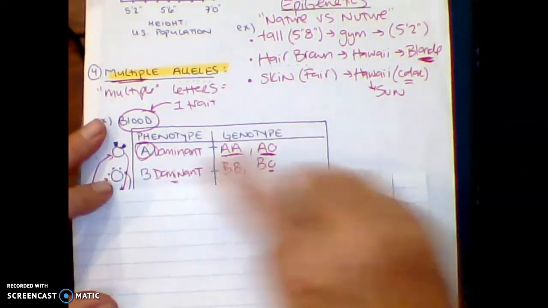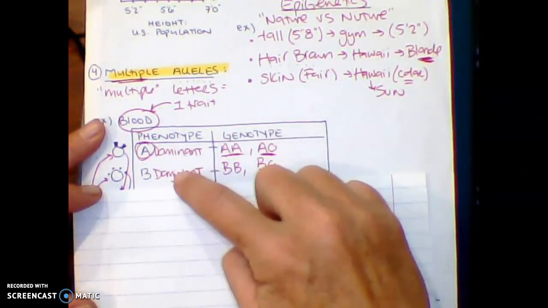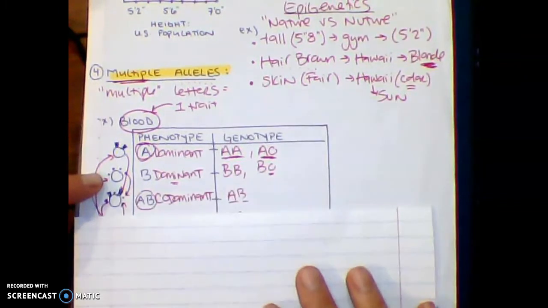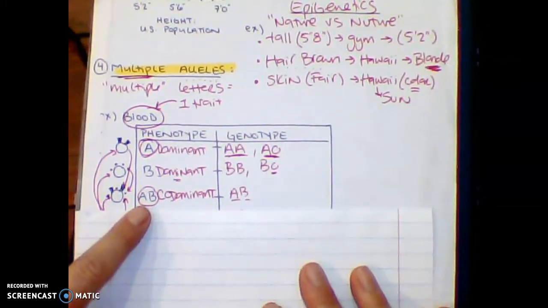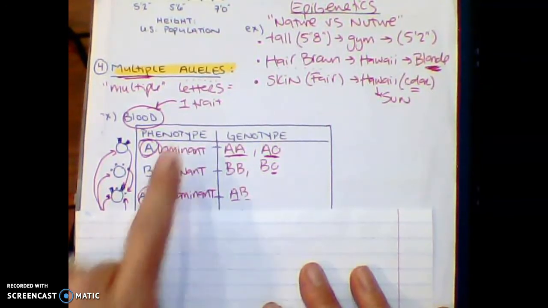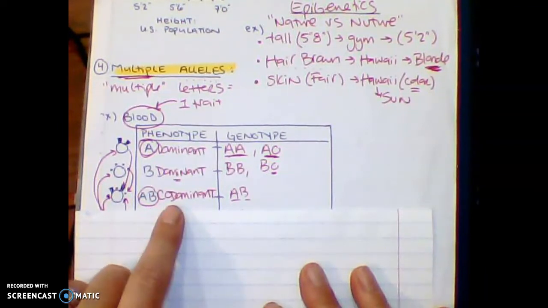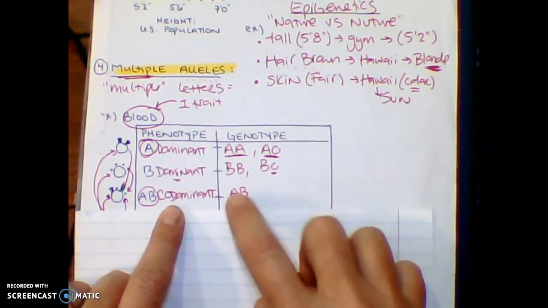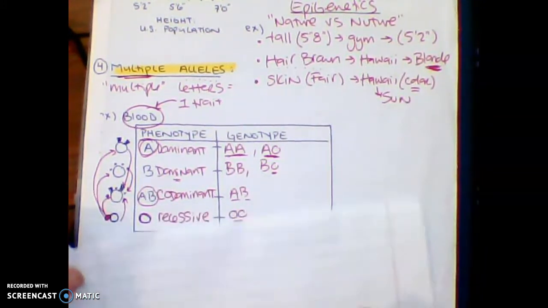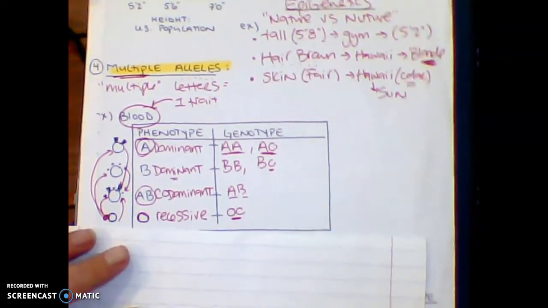Okay? So if A is dominant and B is dominant, we've got squares and circles on our blood, then when you put A and B together, guess what? You get squares and circles on your blood, and therefore, because these are both dominant, A and B are considered co-dominant. So its genotype is AB. Okay, so there's no O here, it's just A and B. The most recessive is actually O.